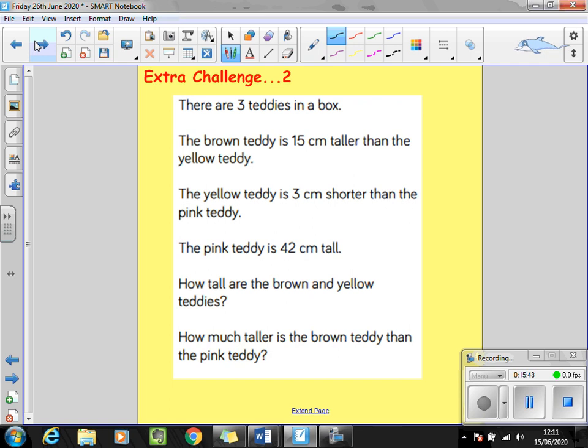You might want to draw for this challenge, draw pictures of those teddies, use a ruler to actually make them the size that is described in the clues to help you.